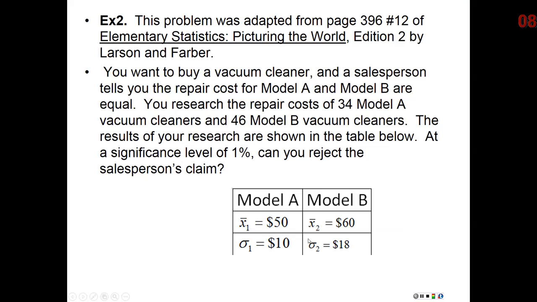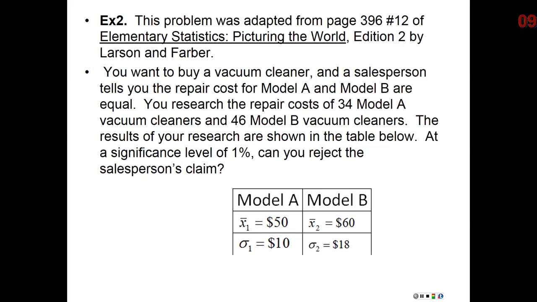So our first step when you're looking at this is to write your information down. Okay, so first of all, let's go ahead and find the null and alternative hypothesis right there. You want to buy a vacuum cleaner, and a salesperson tells you the repair costs for Model A and Model B are equal. You research the repair costs of 34 Model A vacuum cleaners and 46 Model B vacuum cleaners. The results of your research are shown in the table below. At a significance level of 1%, can you reject the salesperson's claim?